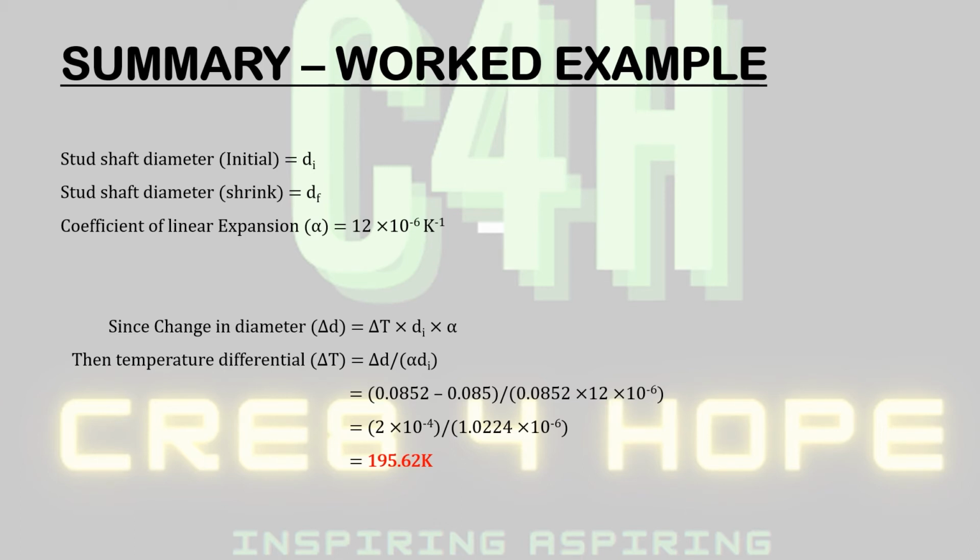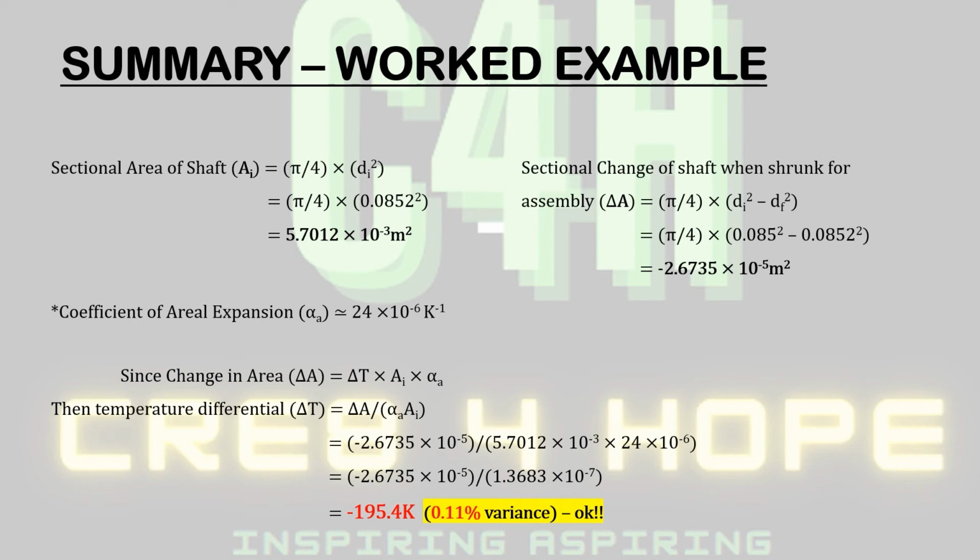And we've been given the coefficient of linear expansion for the material, alpha, to be 12 times 10 to the power minus 6 per Kelvin. So since the change in diameter delta D is equal to the change in temperature times the initial diameter of the shaft times alpha, the linear expansion coefficient, then the temperature differential delta T will be equal to delta D, the difference in the diameter, divided by the product of alpha and the initial diameter. So we substitute all the known variables into the equation, do the needed computation, and we get approximately 195.62 Kelvin.